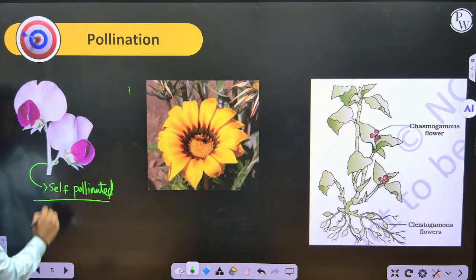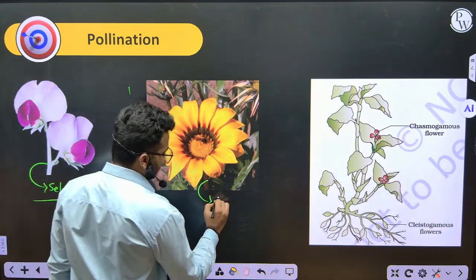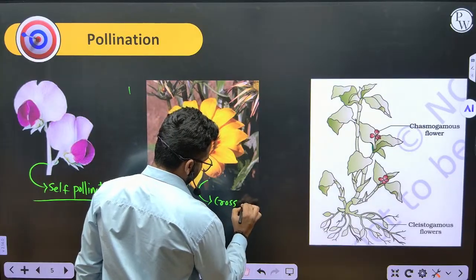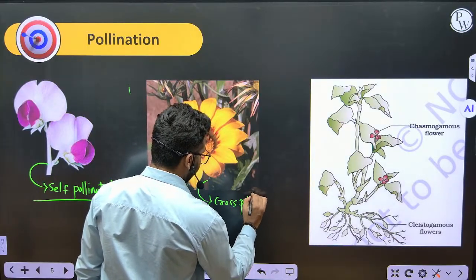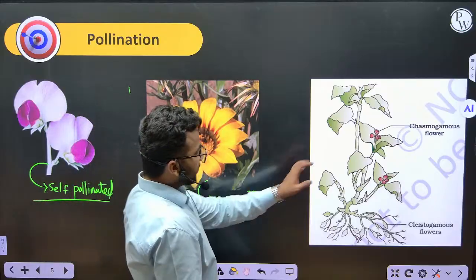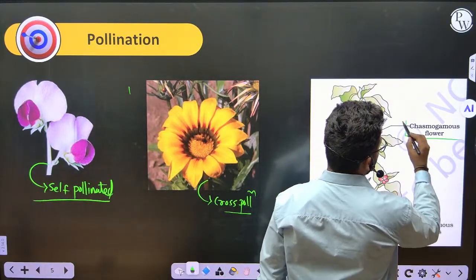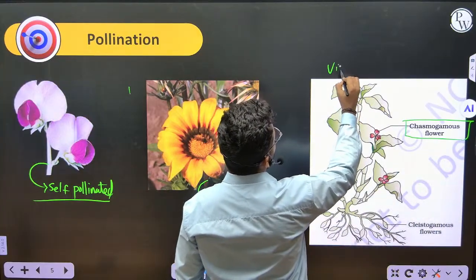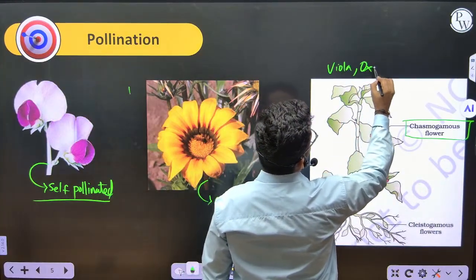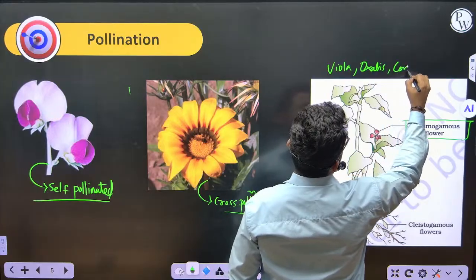So this is a self-pollinated flower and this is a cross-pollinated flower. This is cross-pollination, it takes place in this flower. And we discussed in the last session that two types of flowers are seen in the case of viola, oxalis and pomelina.